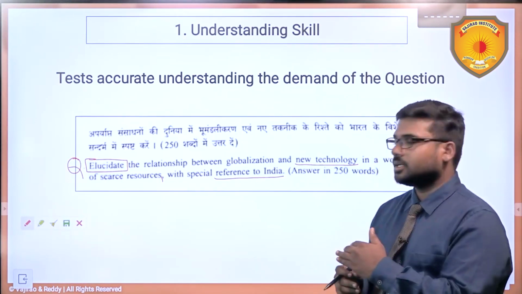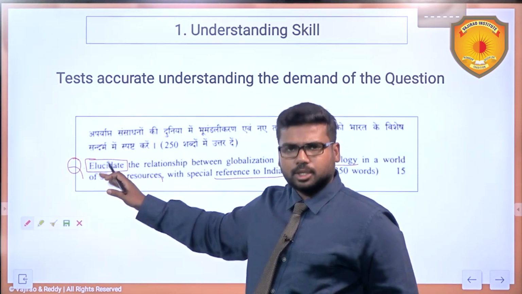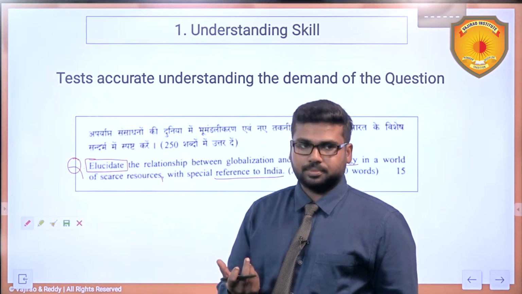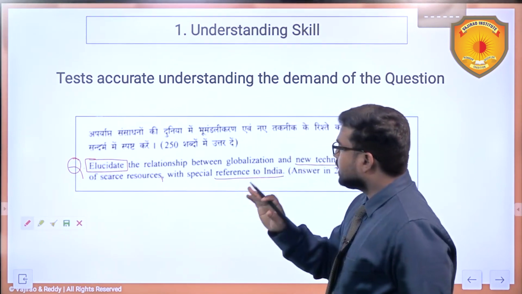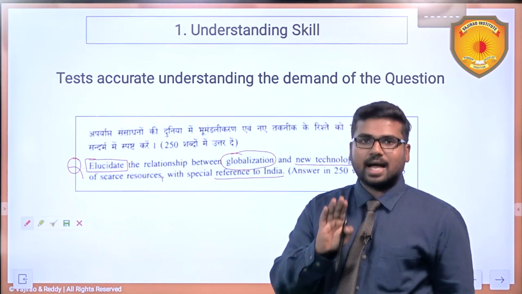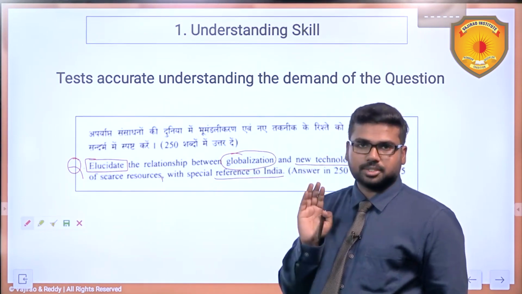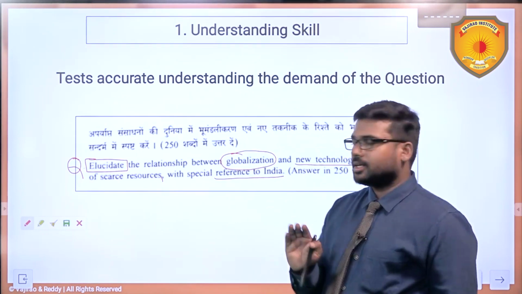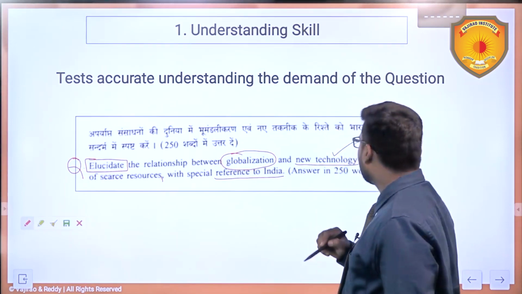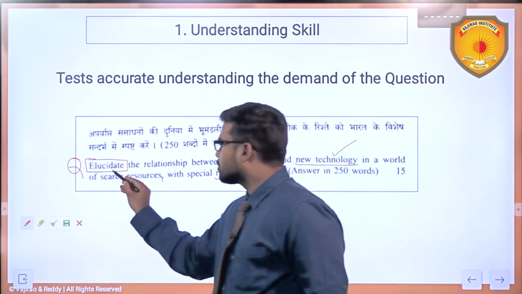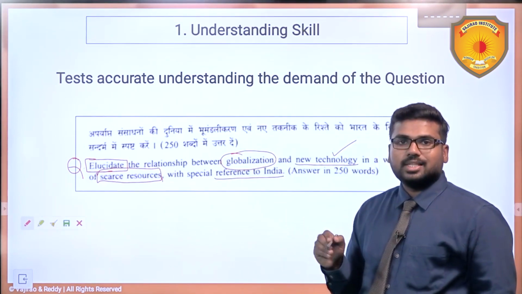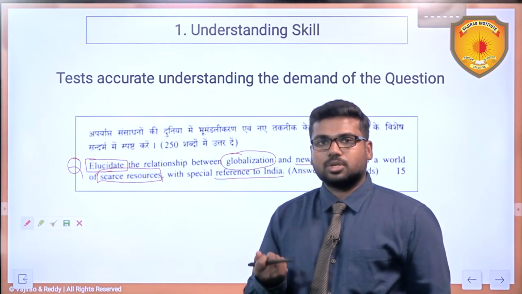But if you decode it, the directive word is elucidate, which means you have to elaborate on this link or relationship. Plus, what are the important components of this question? Globalization: you need to have knowledge about globalization and its various aspects. Then new and emerging technologies, new technology in a world of scarce resources. Already because of growing populations, there is stress on natural resources.